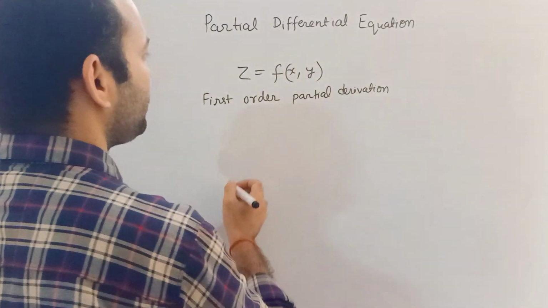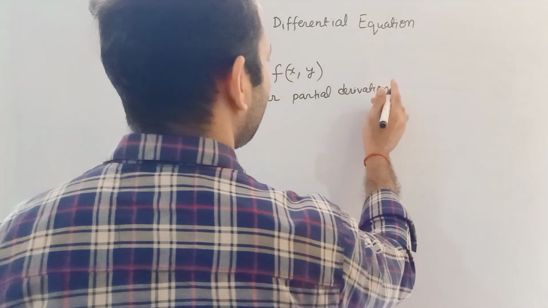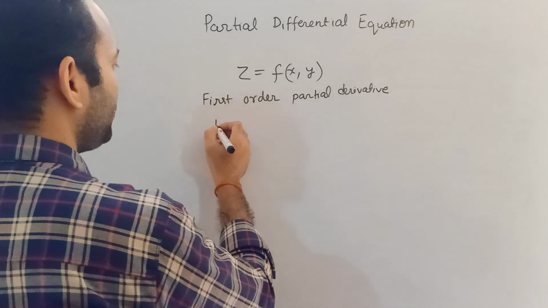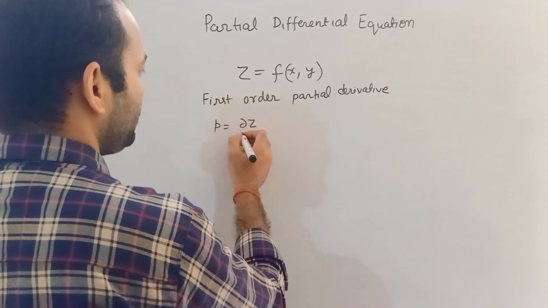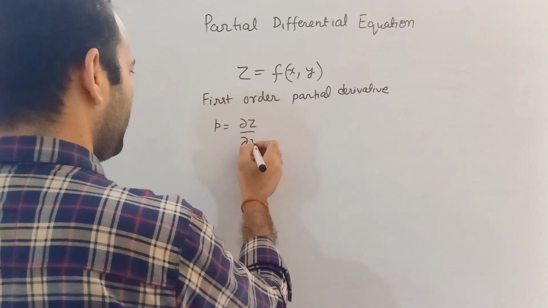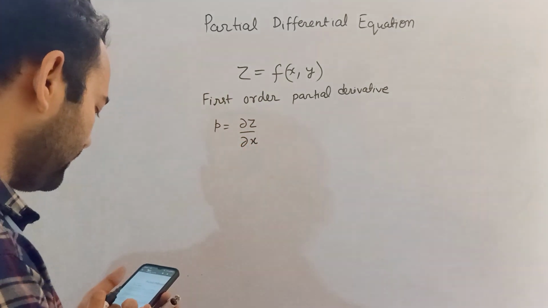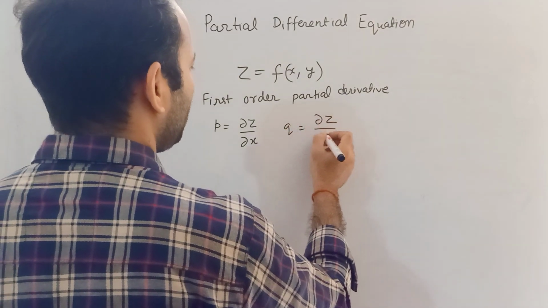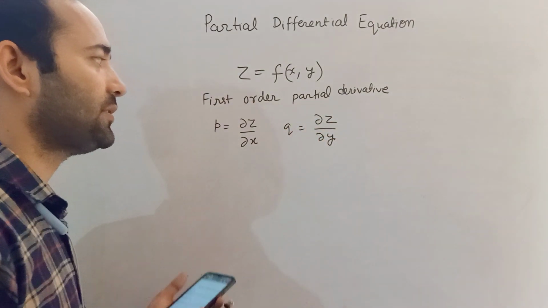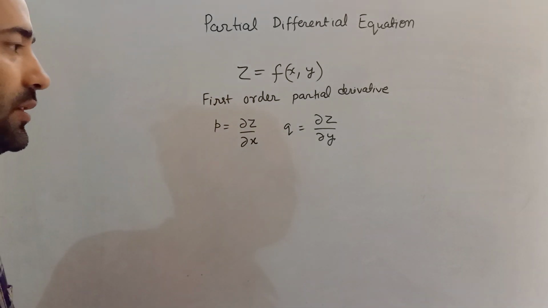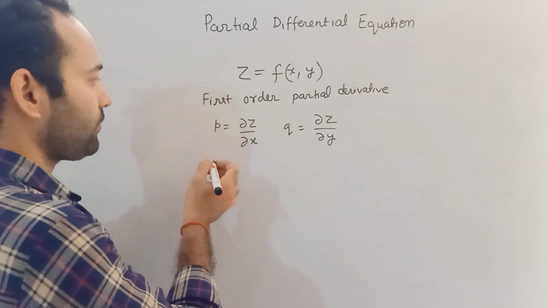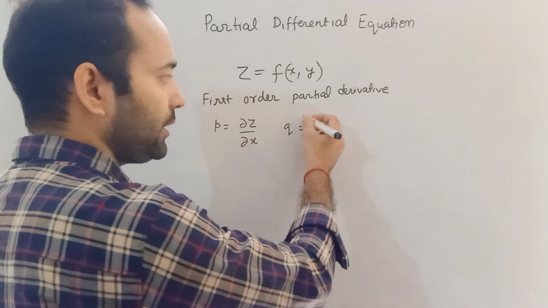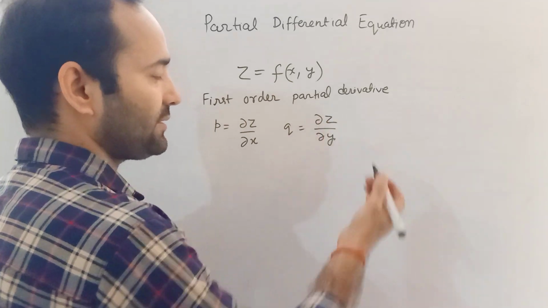So, first order partial derivative. Sorry, not derivation, derivative. Now let me call it p, which is del z by del x, and the other one is q, which is del z by del y. By the way, you must have understood this in your 12th or during your JEE preparation: when you take the partial derivative with respect to x, y is constant. When you take the partial derivative of z with respect to y, x is constant.